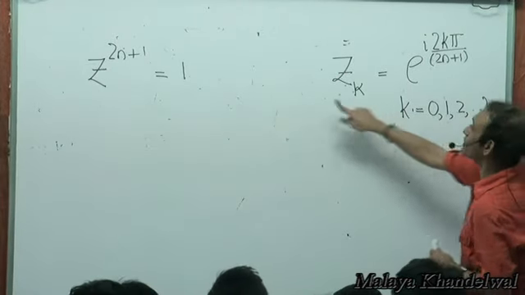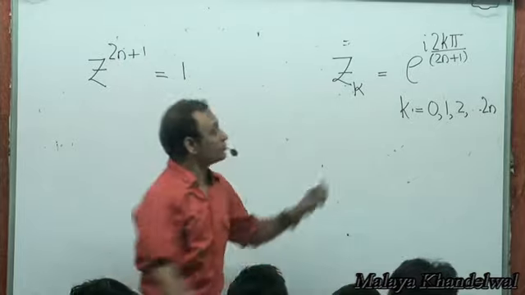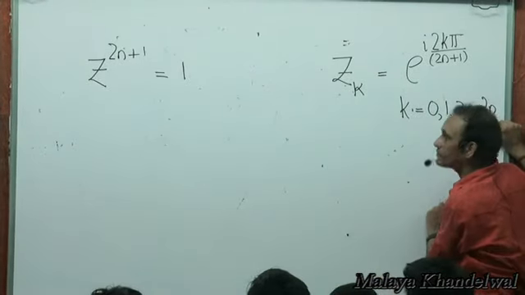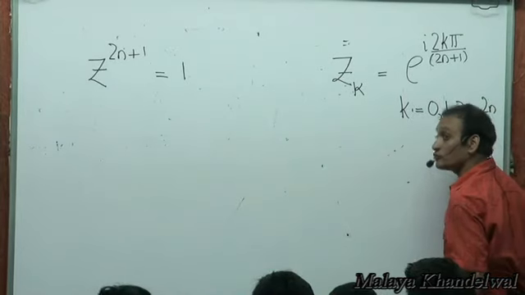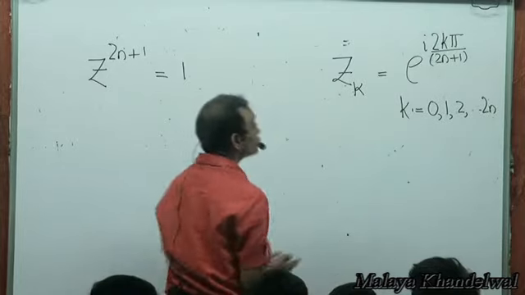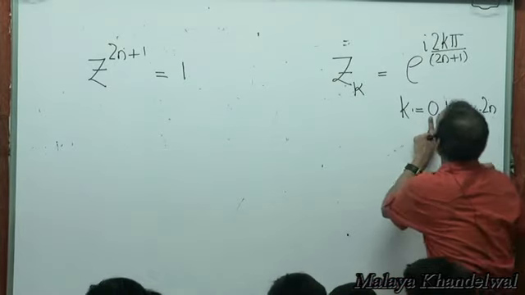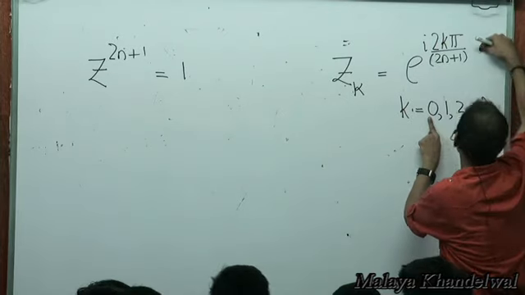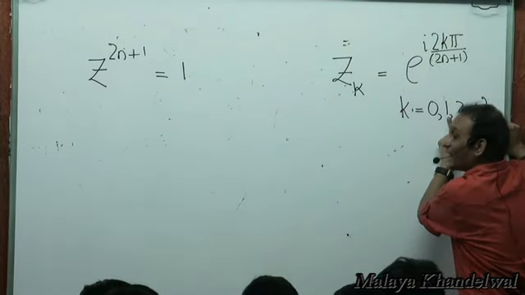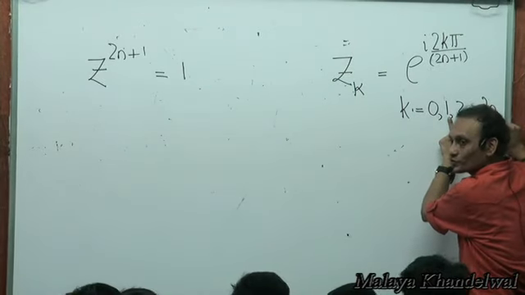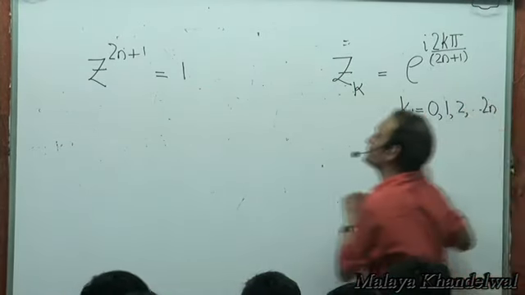This will have 2n plus 1 roots, so I'll have to take 2n plus 1 consecutive values of k. 0 to 2n will give me the 2n plus 1 roots of unity, right? The only real root would be for k equal to 0, which gives me z0, which is 1. From 1 to 2n, I'll have all complex roots of unity.